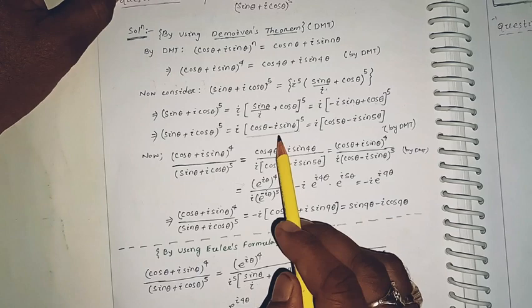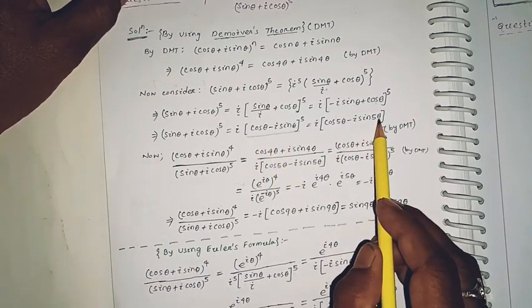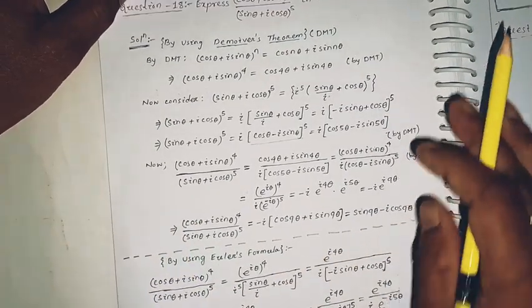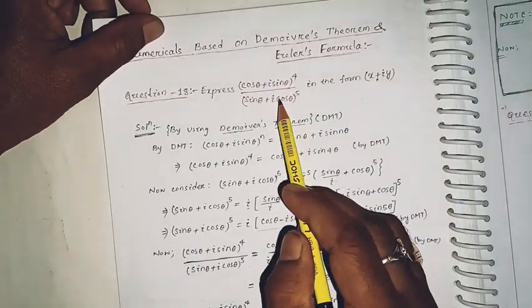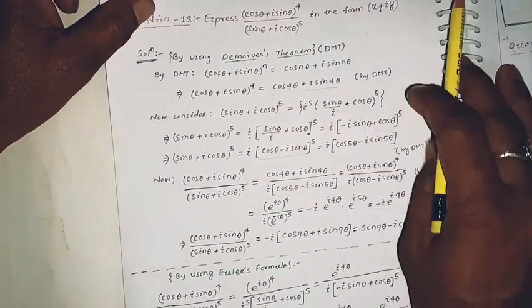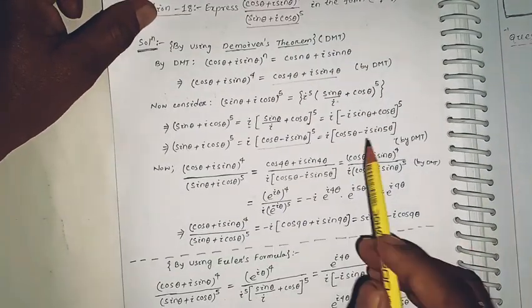So if I am going to apply the DMT, it will be cos 5 theta minus i sin 5 theta. Okay, here I have written the DMT. Now we are going to consider this term by this term. This term's value I have already evaluated here, and this term, (sin theta plus i cos theta) to the power 5, we found this one.